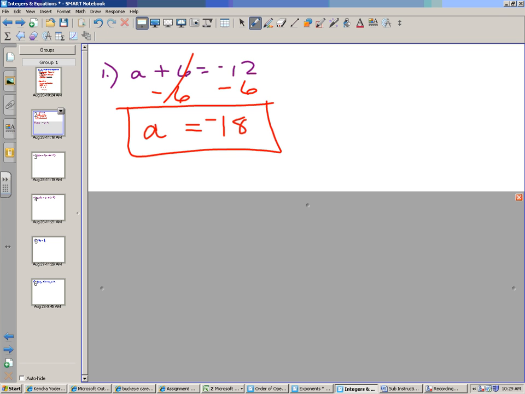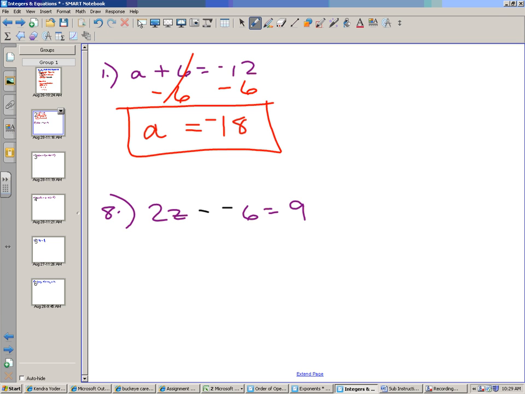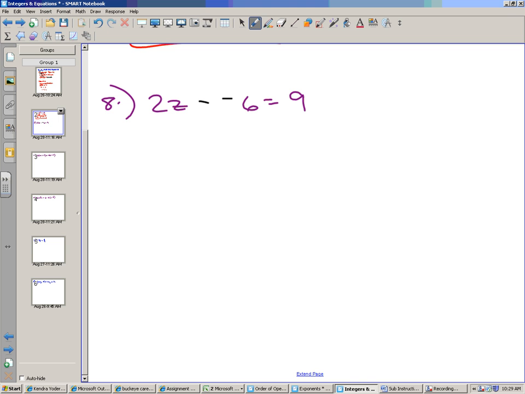Now, we're going to skip around so that I can get to all different types of problems. Number 8, 2z minus negative 6 is equal to 9. Well, we have to change our subtraction to addition. So how are we going to do that? Minus a negative, bring down the 2z, the minus turns into a plus, the opposite of negative 6 is positive 6. There's your new problem. I don't even need the purple anymore, okay? Now, this is 2z plus 6 is equal to 9.